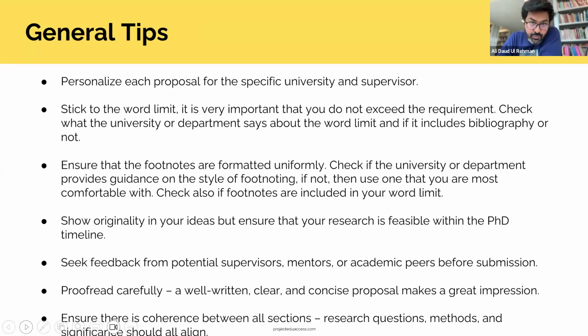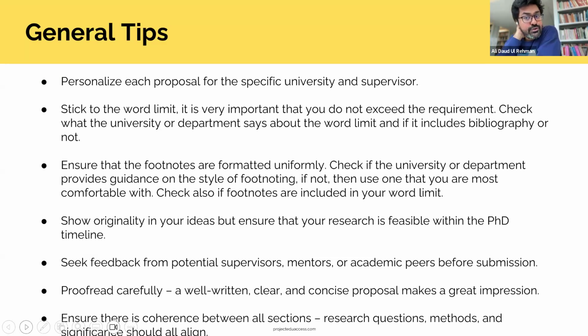Personalize each proposal for the specific university and supervisor, because with each university your requirements change, the resources that the university has to offer change. The supervisor's interests also change with the university, so you need to tailor your proposal for specific universities and supervisors.